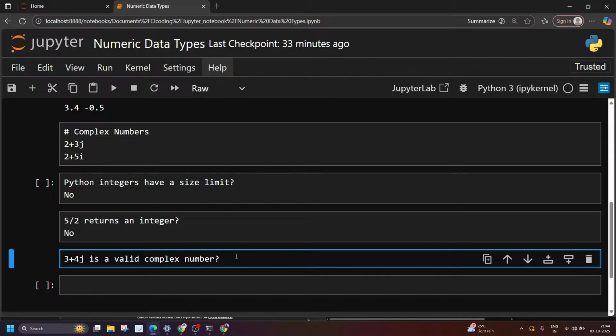See, I have already told all these things in the theory part. If you have listened to the theory nicely, you would have answered this very easily and quickly. I hope all of you will answer at least this question, so everyone should answer. Is 3 plus 4j a valid complex number or not? Answer in yes or no. If you have any doubt, you can just check its type also, so that you will know definitely whether it's a complex number or not.